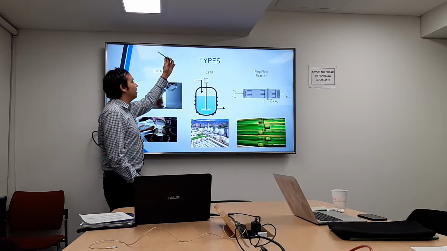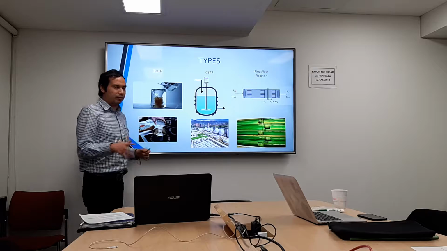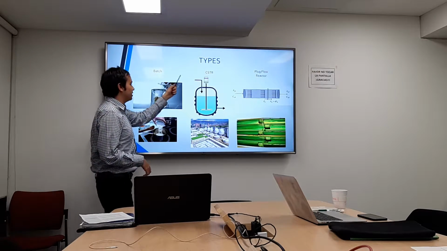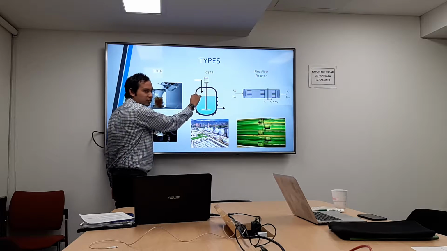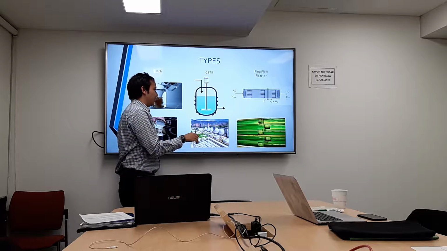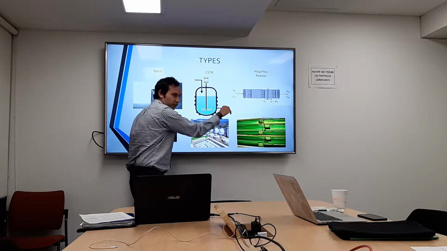This is called the continuous stirred tank reactor, or its abbreviation CSTR. Take a look at this. In this reactor, reagents are continuously fed in the tank, and products and unreacted reagents are removed from the tank.